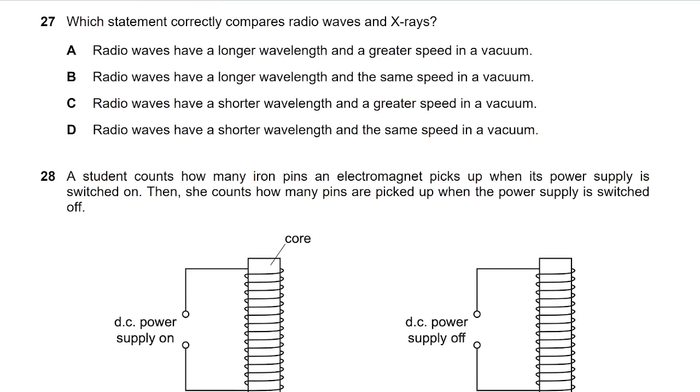Number 27, it says, which statement correctly compares radio waves with X-ray waves? Now, radio waves and X-rays are both in the electromagnetic spectrum. So if you go to the electromagnetic spectrum, I can actually even pull up a Google image. What you have to remember here is that you always start off with the radio waves. The radio waves always have the longest wavelength. It has the longest wavelength in the entire spectrum. And the speed of each of them is always 3 times 10 to the power 8. It's always the same speed. So what compares, the radio waves have a longer wavelength.